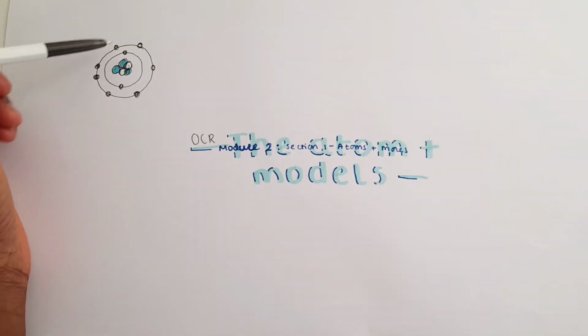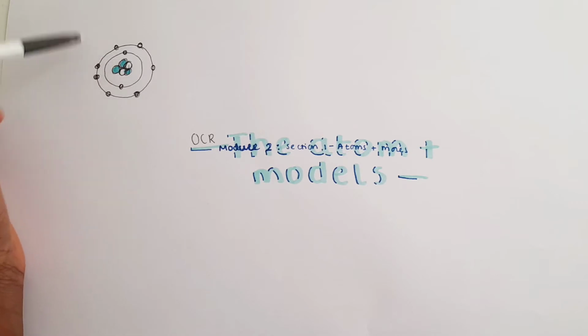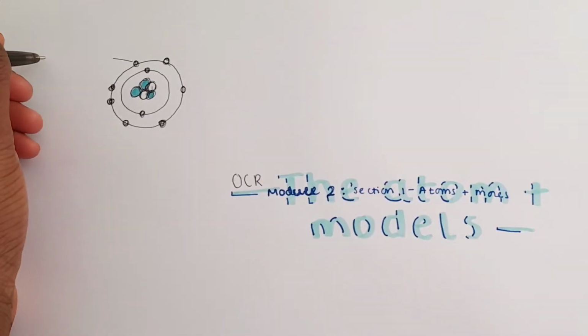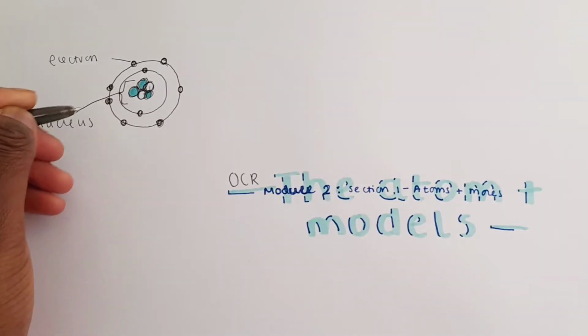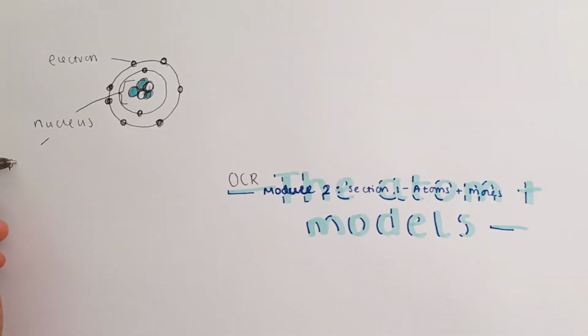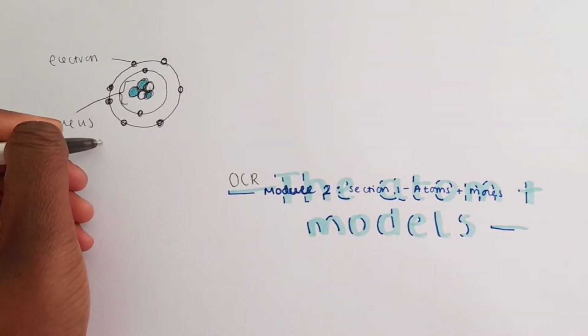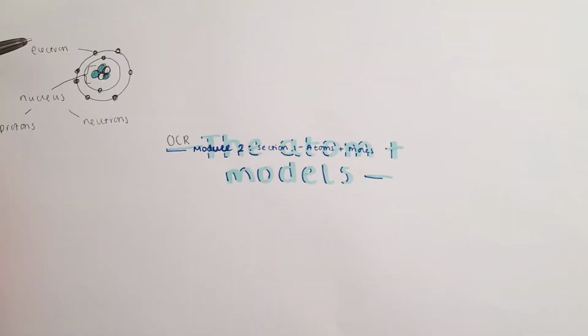You may remember this little drawing, which is a drawing of the structure of an atom. This is an electron, this is a nucleus, and in this nucleus we have protons and neutrons. Now we have the names of the key subatomic particles, we need to know a couple features of them, such as the relative mass and the relative charge.